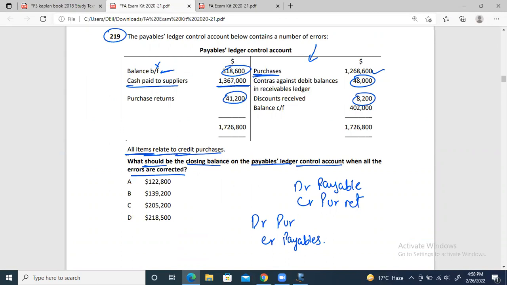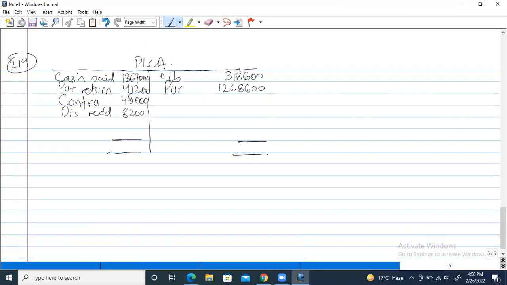Okay, now let's total this account and find the correct closing balance. So I think the heavier side will be, let's see which is the heavier side. 1,367,000 plus 41,200 plus 48,000 plus 8,200. So this is 1,464,400. Let's see this one as well.